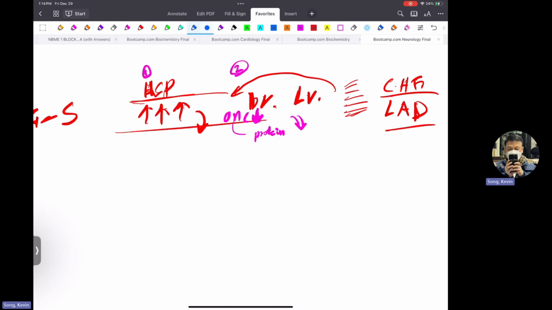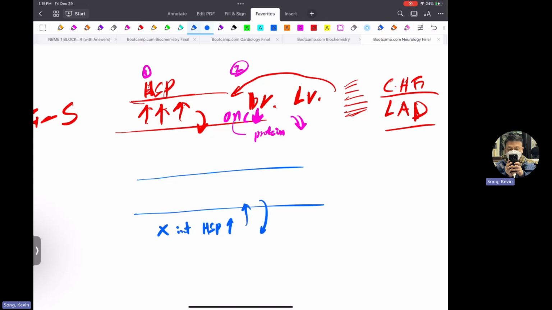So another cause is from outside the blood vessel: interstitium hydrostatic pressure. If it's high, then it will push in, right? So if the interstitium hydrostatic pressure is low, meaning it's not high, then fluid will push out to the interstitium. So that will cause edema, right?